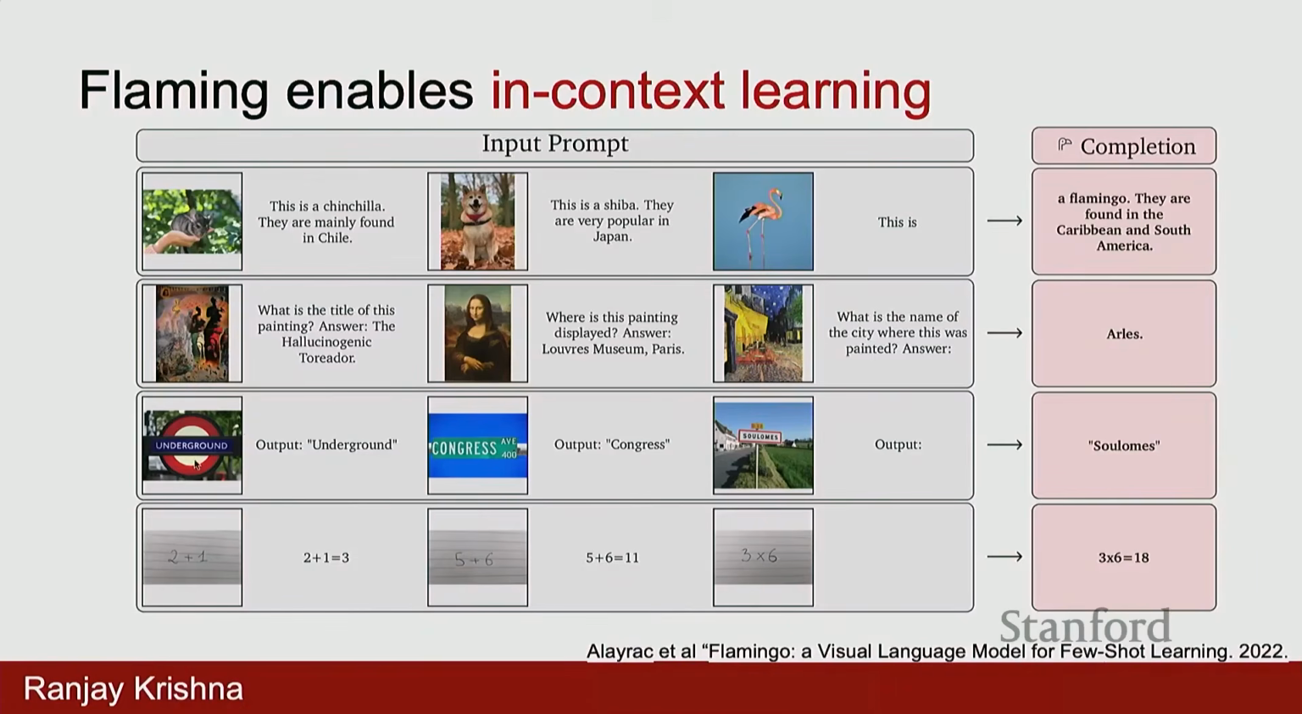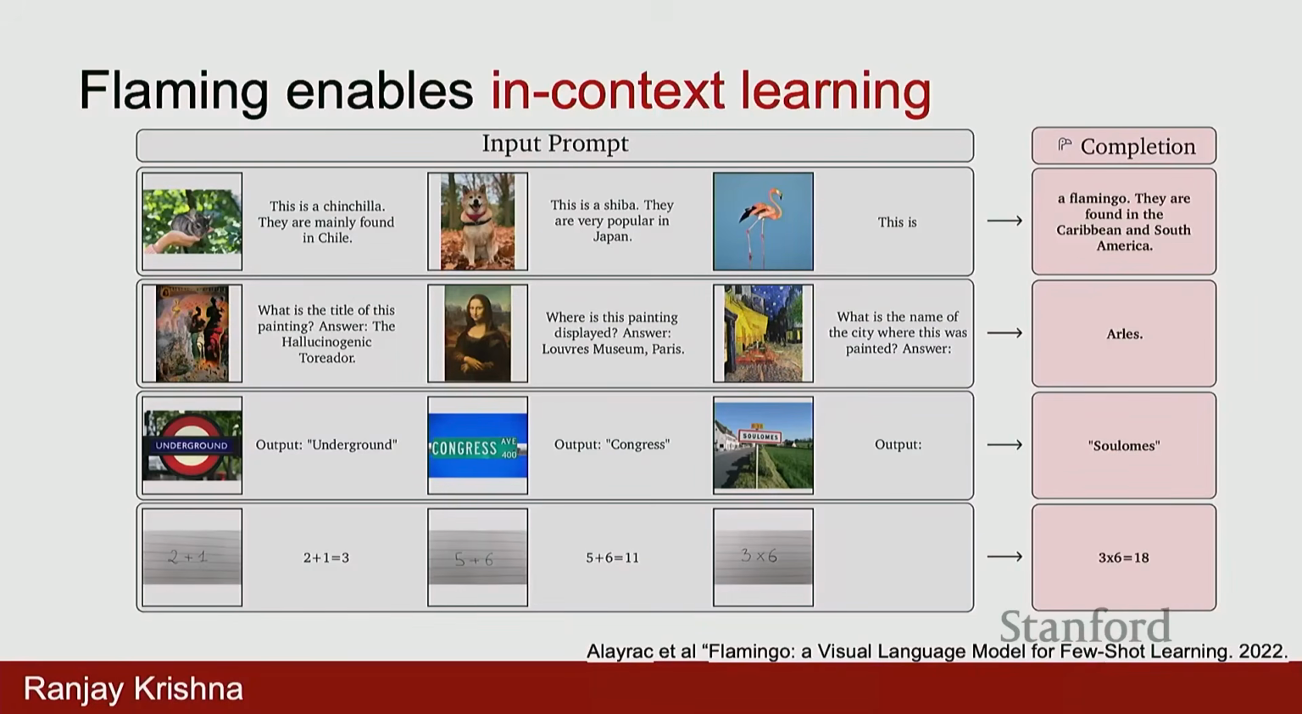Similarly, you might care about just classification, and you can use Flamingo to do classification as well. So you can give it an image and say, this is underground, this is Congress, and then you can ask, what is this, right? And you can even teach it to do OCR and math, where you give it an image and say, oh, this should correspond to 2 + 1 = 3. And so eventually when you give it a new image, it should be able to autocomplete and extract out 3 times 6, and then also give you the output by reasoning through this entire process.